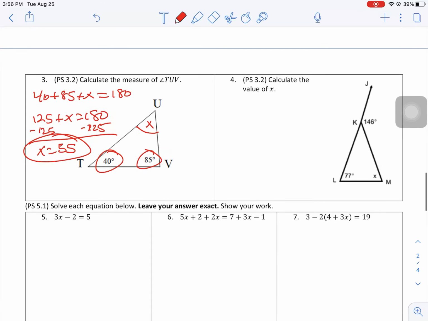Good work. All right, if you remember from yesterday, we have an exterior angle of a triangle, and that exterior angle equals the sum of the two interior angles. So 146 equals the sum, 77 plus X. To figure out that missing value, we solve.